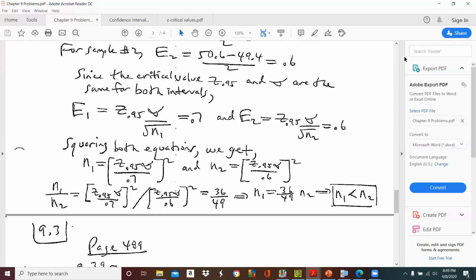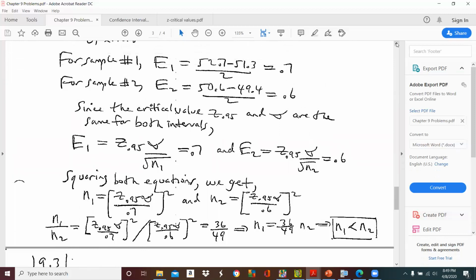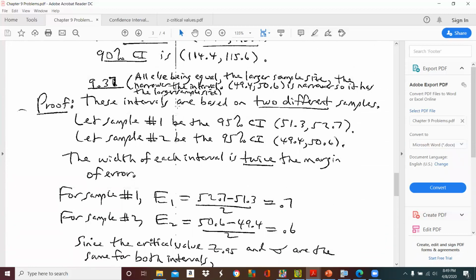So if everything else is equal, the larger the sample size, the more narrow the interval. Which of these intervals is more narrow? It's this one. We subtract these two values, it's 1.2. We subtract these two, it's 1.4. This is more narrow. This must have the higher sample size.